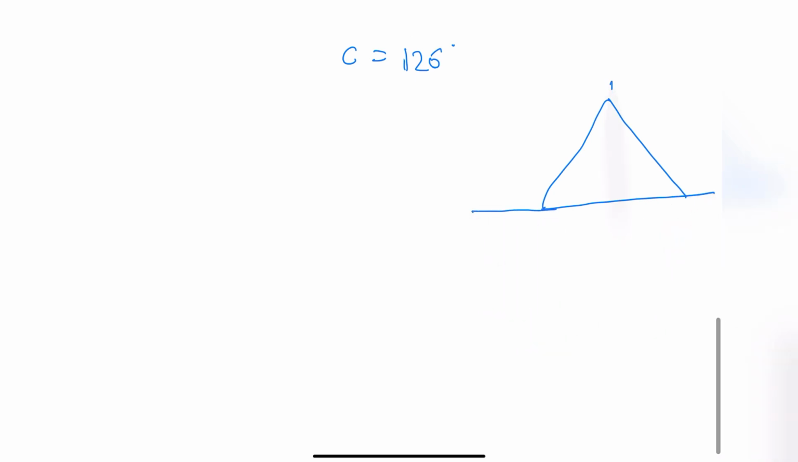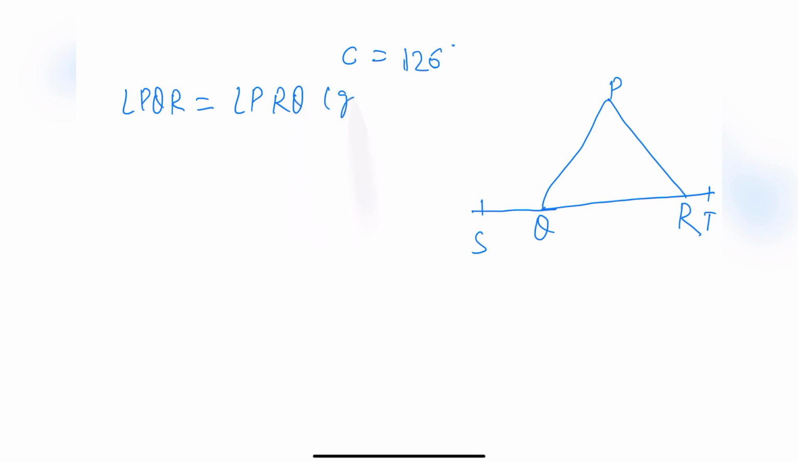We are given a triangle PQR, and QR line is extended up to points S and T. Here we have given angle PQR is equal to angle PRQ. This is given to us. We have to prove that angle PQS is equal to angle PRT.